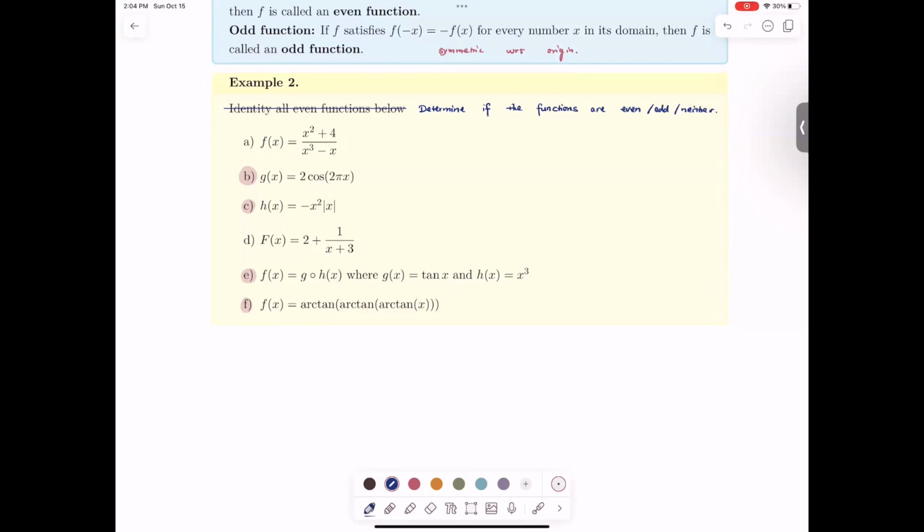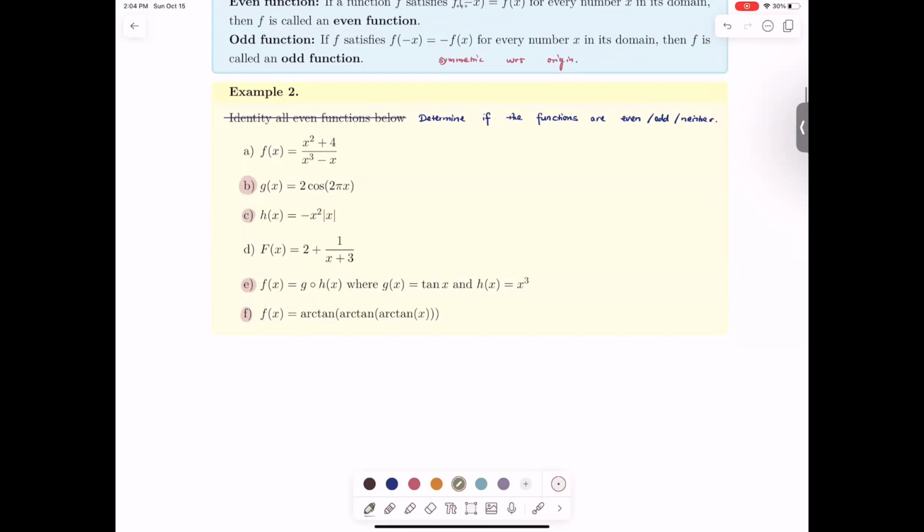Okay, since we're running out of time, we're going to do it together. What exactly do I need to compute, guys? Input, okay, that's correct. G of negative x. So if you compute it, that's 2 cosine of negative 2 pi x. So change it to negative 2 pi x.